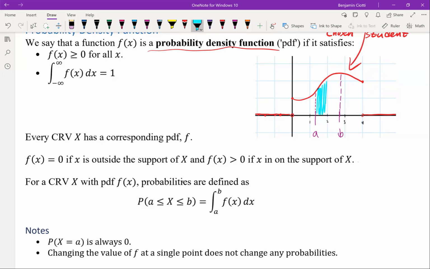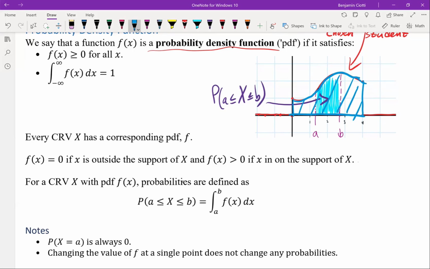Then this area right here is the probability that the GPA of a randomly chosen student is between A and B, okay, where capital X represents the GPA of a randomly chosen student. And necessarily, the entire area underneath this curve must add up to 1. That always has to be the case.